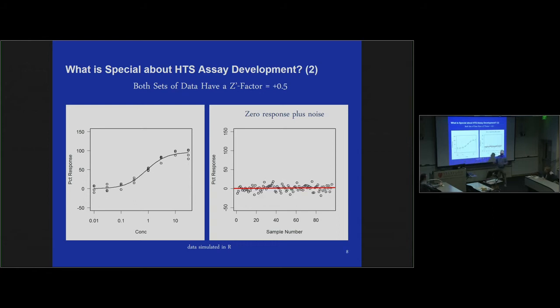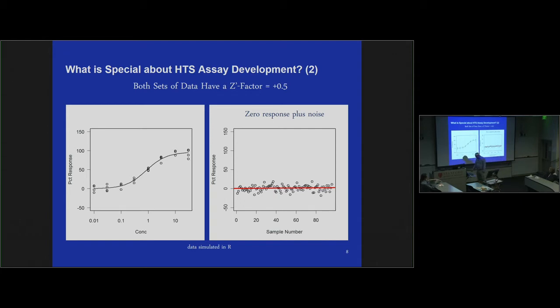Conversely, at the threshold of a good assay, a Z prime factor of 0.5, now you get, of course, a beautiful dose response curve fit, and now the data is much more nicely distributed around 0, and so you have a much better chance to see weak hits up in here.